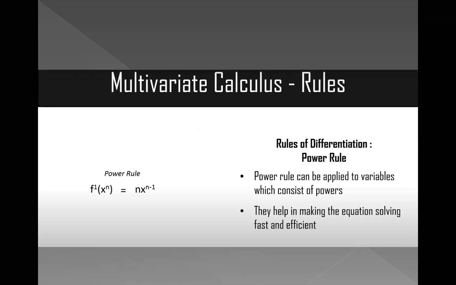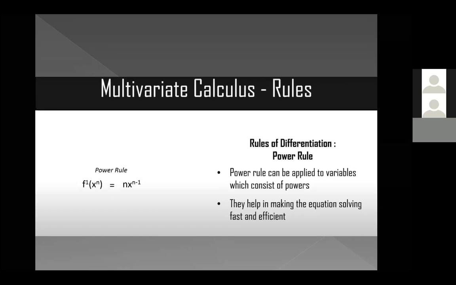So what are all the rules used in calculus? Here we are using two rules, especially in machine learning. Whatever topics I covered here are especially used in machine learning. First, we use the power rule. I hope you know why we are using this. The power rule can be applied on a variable which consists of powers. It helps in solving the equation in a faster and more efficient manner. That's why we are using the power rule here.